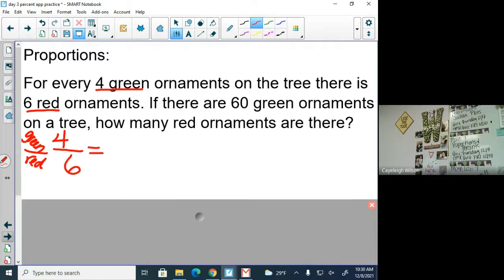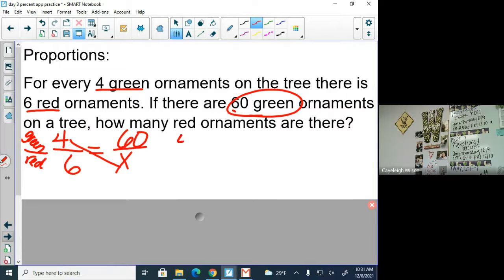The next question says, if there are 60 green ornaments on a tree, how many red ornaments are there? So it says 60 green ornaments. Would I put 60 green on the top or the bottom? Would I put 60 green ornaments on the top or the bottom of the other one? Look at my labels. I did 4 green, 6 red. So I'm going to put 60 green on the top because it's green over red. So green on top, red on bottom.